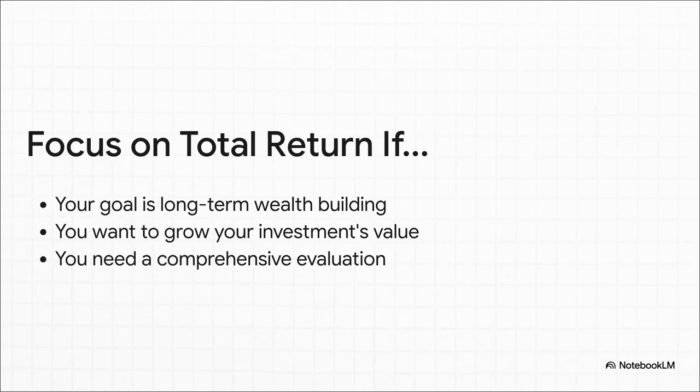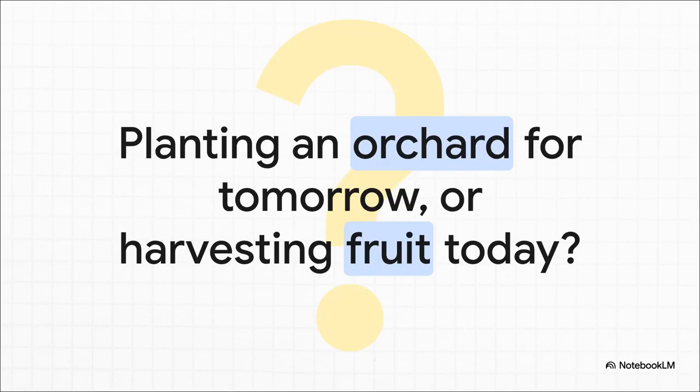But, and this is a big but, if you're playing the long game, if your goal is to build serious wealth over time, then you have to focus on total return. Your goal is to grow the whole orchard, not just pick the fruit off one tree. Total return is the only metric that gives you the true, comprehensive measure of how much your wealth is actually growing. And that really brings us to the final big question you have to ask yourself. Are you an investor who's planting an entire orchard for a prosperous tomorrow? Or are you focused on just harvesting the fruit that you need for today? Answering that question will tell you everything you need to know about whether you should be focused on yield or on total return.